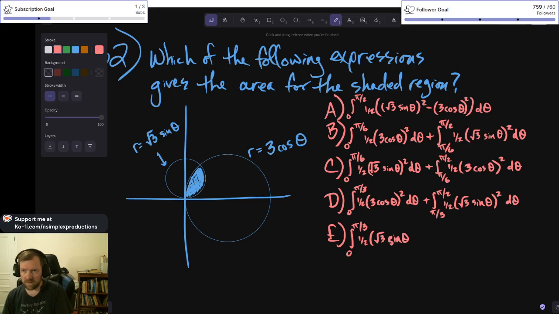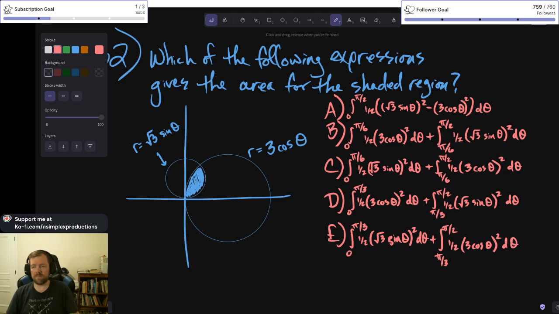Squared d theta, plus integral of pi over 3 to pi over 2 of 1/2 times 3 cosine theta, squared, d theta.